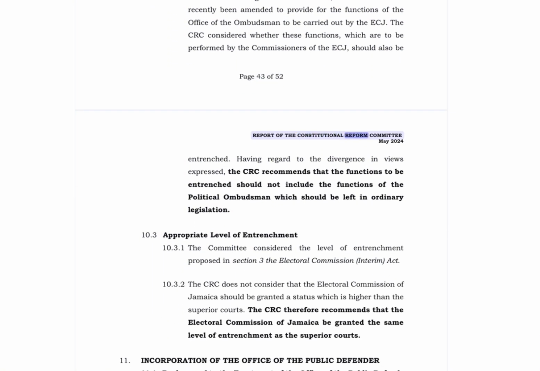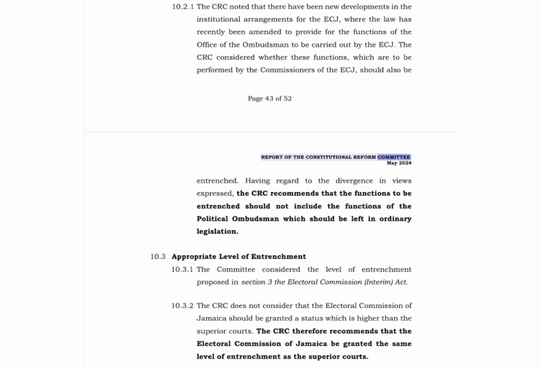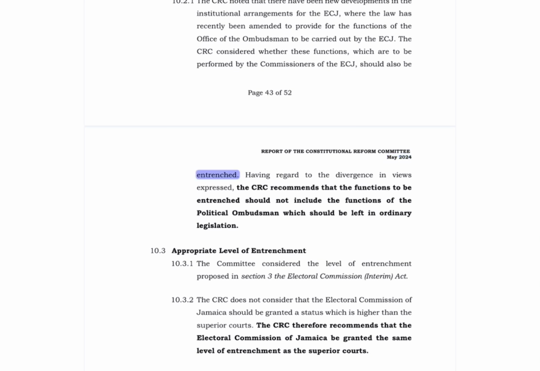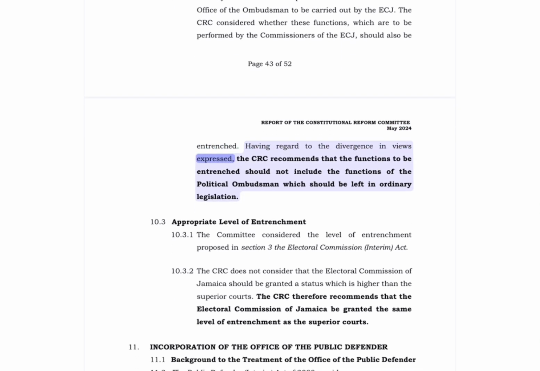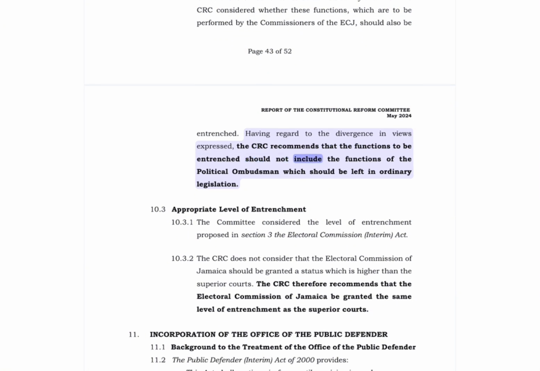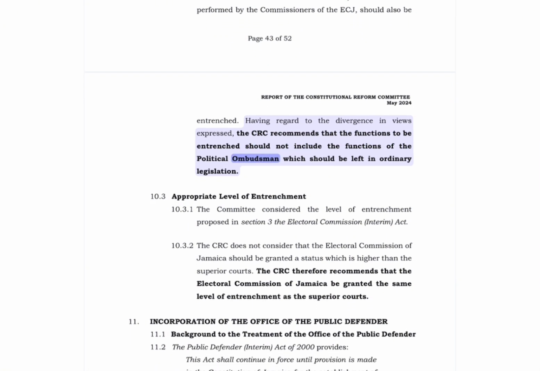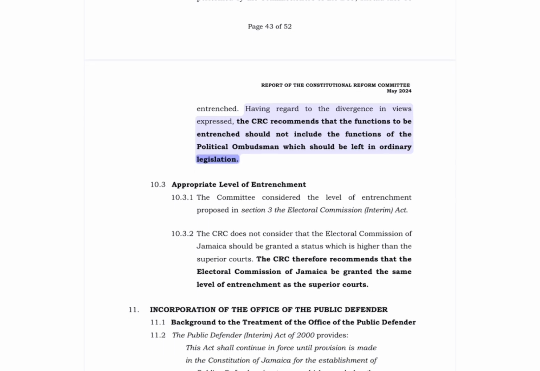Report of the Constitutional Reform Committee. May 2024. Entrenched, having regard to the divergence in views expressed. The CRC recommends that the functions to be entrenched should not include the functions of the political ombudsman, which should be left in ordinary legislation.